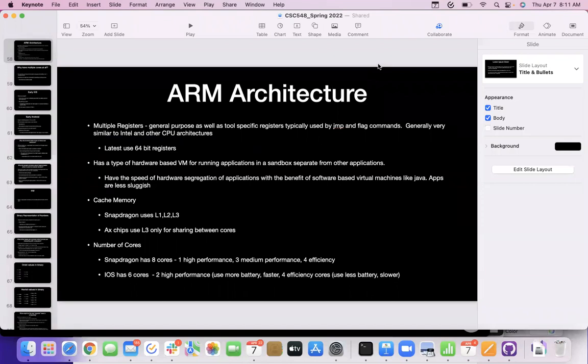Now, L1 and L2 cache are two different levels. Think of it as two different distances away from the processor for our discussion. But those are used by a single core of the processor. Whereas L3 cache is sitting a little bit further away from the core processor, yet it is used to share information between multiple cores of the same processor. Okay, we'll talk a little bit about that as well.